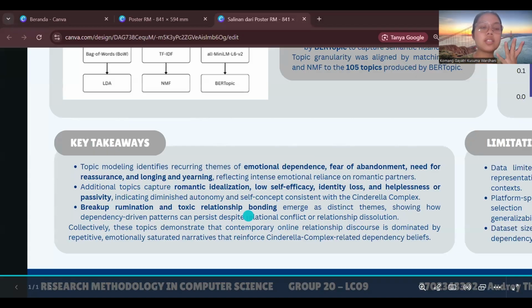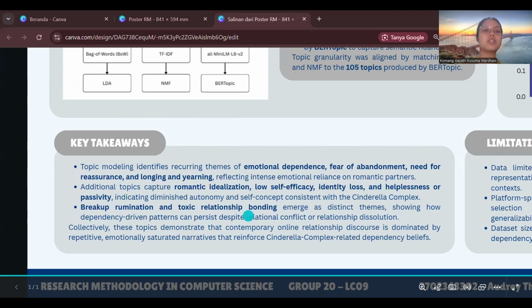Okay, now let's discuss the key takeaways from the study. But first, a disclaimer: the topic modeling itself actually produced 105 topics, but because it is too large, this is the conclusion of all of those topics.